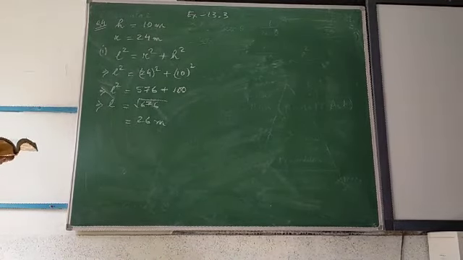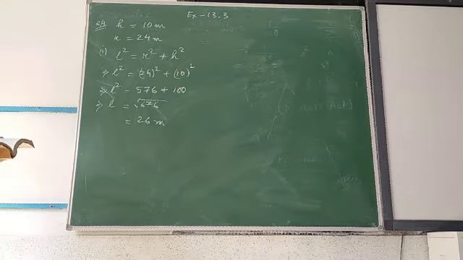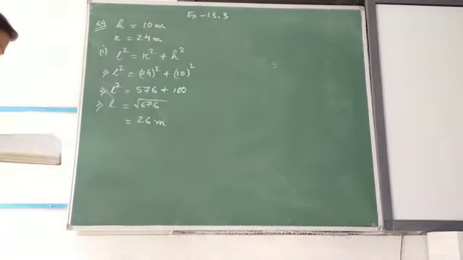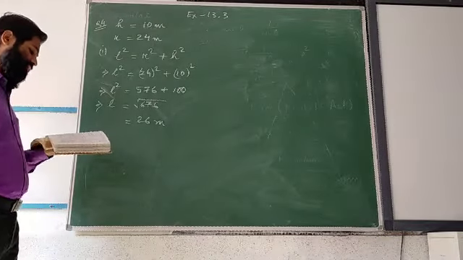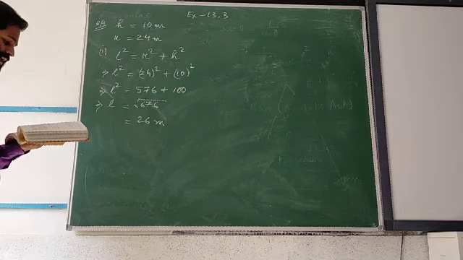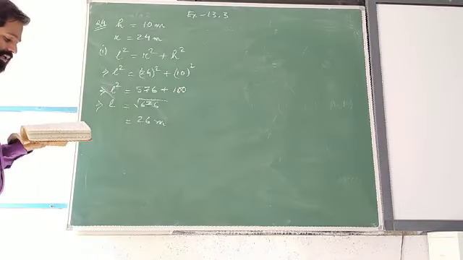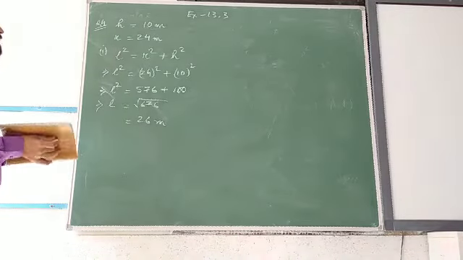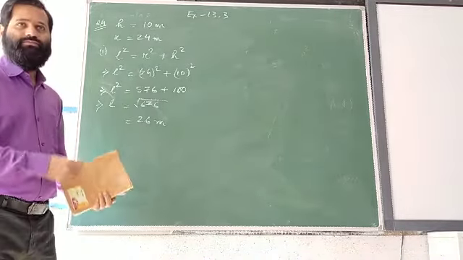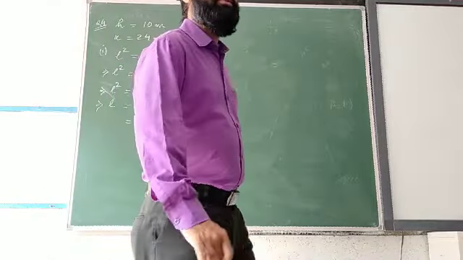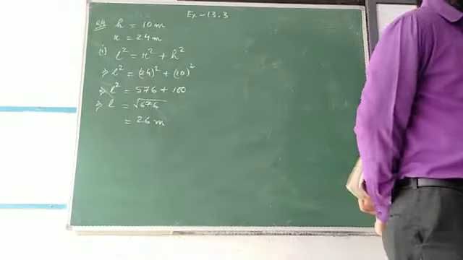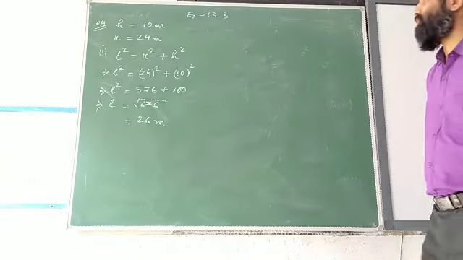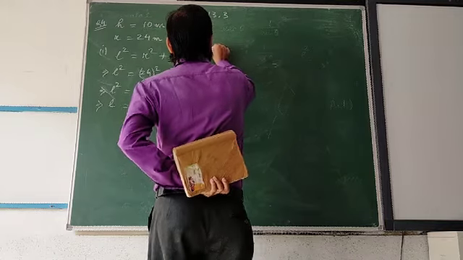Now in the question, second part is given. First one was to find the slant height. Now second part is given: find the cost of canvas required to make the tent if the cost of 1 meter square canvas is rupees 70. So first of all you should know that this area, this cloth, where you are using this cloth? CSA. Have you got CSA? No. So first of all we will find the CSA.